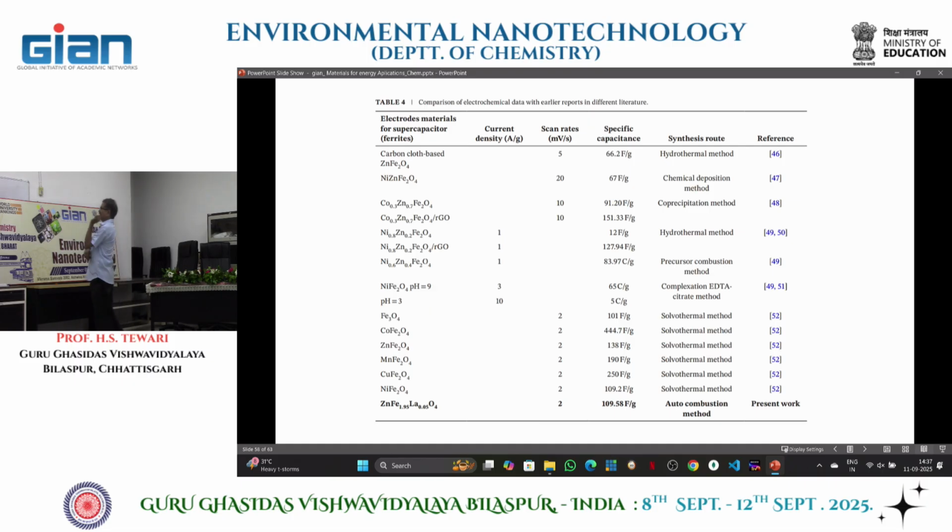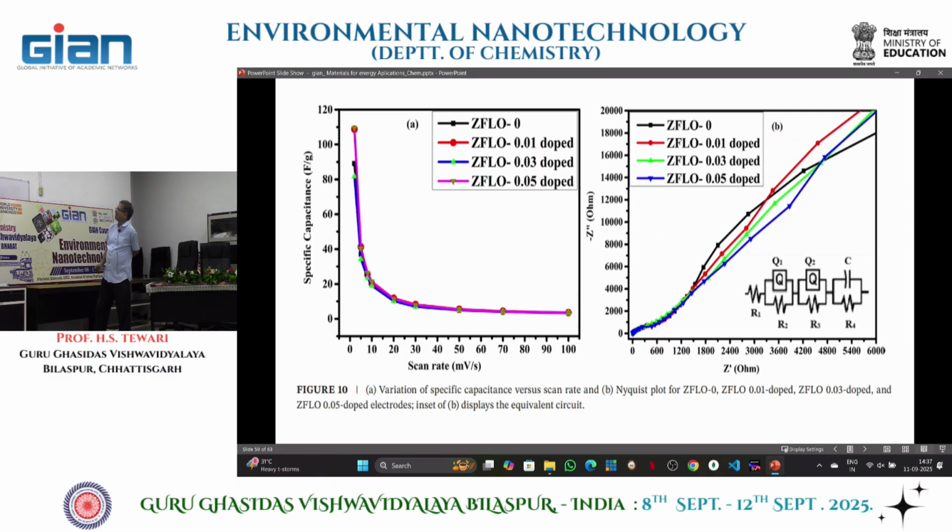compared this value with other published research work, and we have found that our value is almost comparable to the reported values, and better than some of the reported values. This is the scan rate versus specific capacitance, how it is varying, because this is important for application point of view. And this is the equivalent circuit.